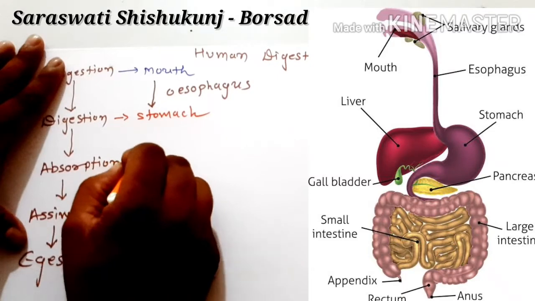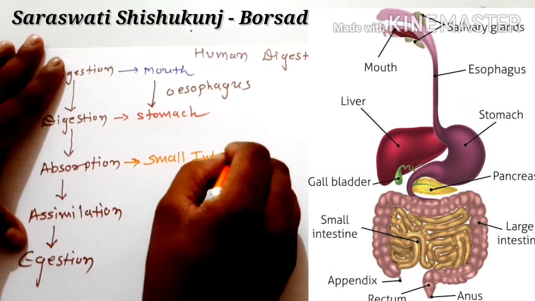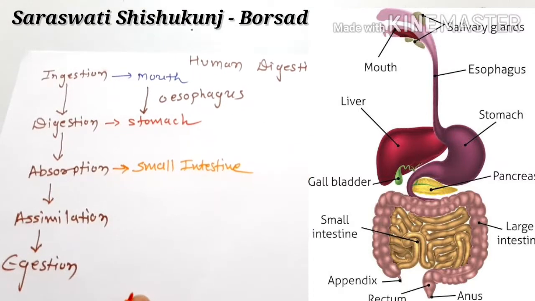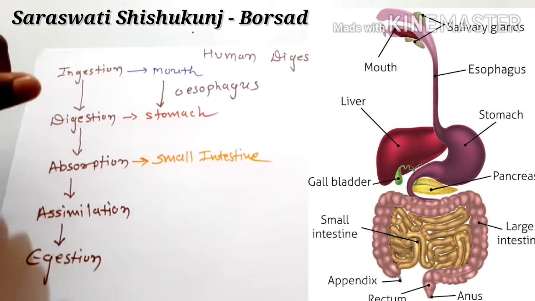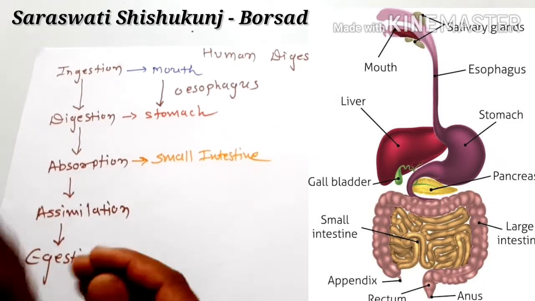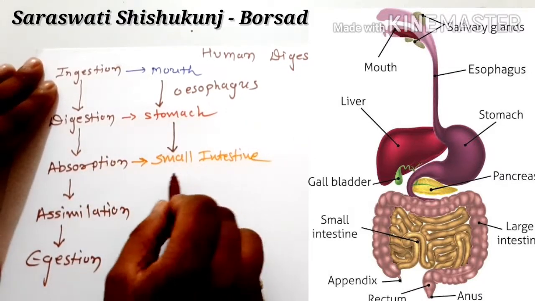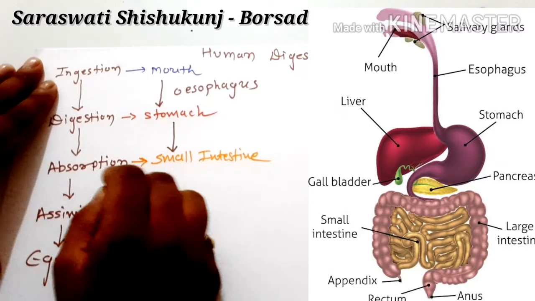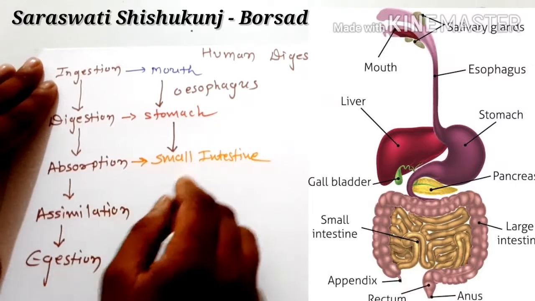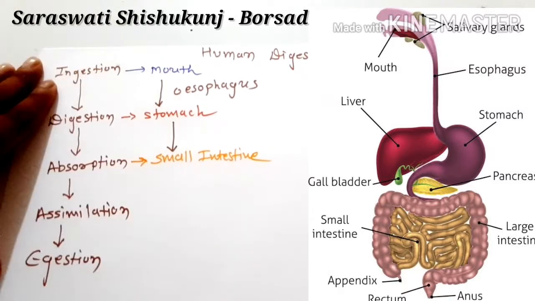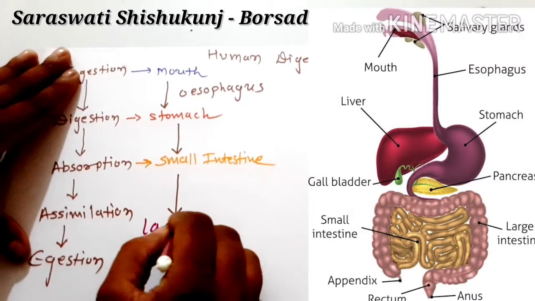For absorption, food will go to the small intestine, right? So in the small intestine all of the nutrients are going to get absorbed. So absorption will be done in the small intestine. Assimilation: the food which is digested in the stomach will be absorbed in the small intestine. As it is absorbed, those food particles are going to get assimilated, and they will release energy, okay? And after the small intestine the food particles will go to the large intestine.